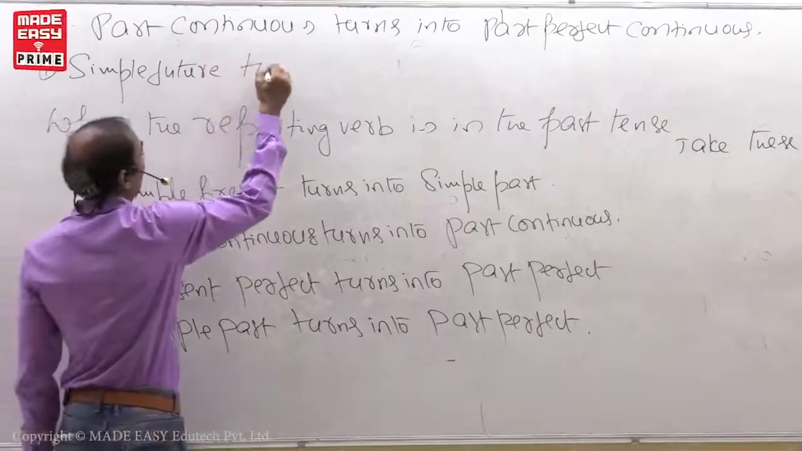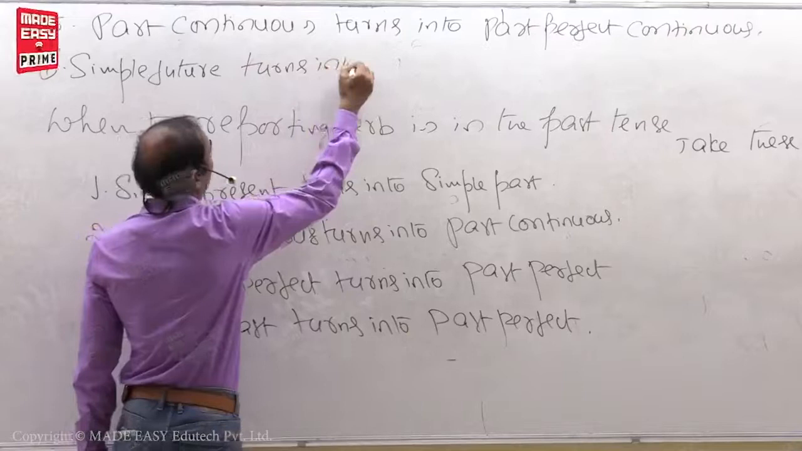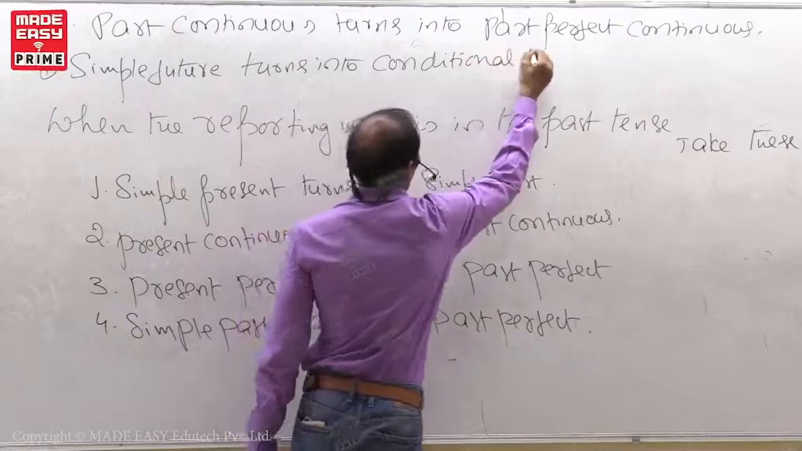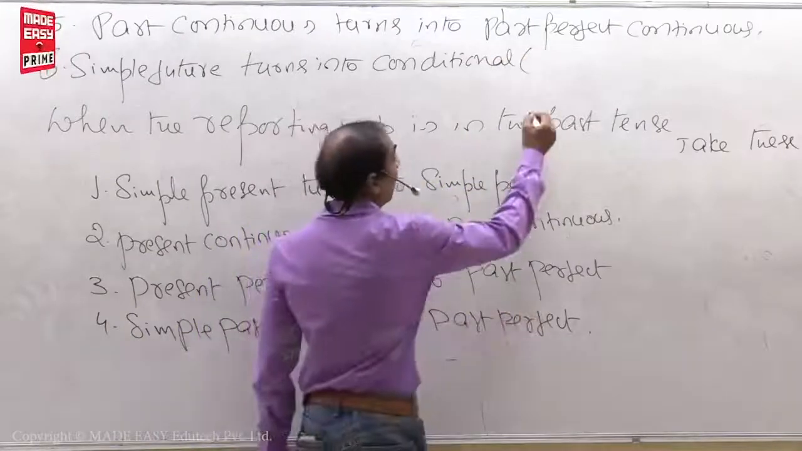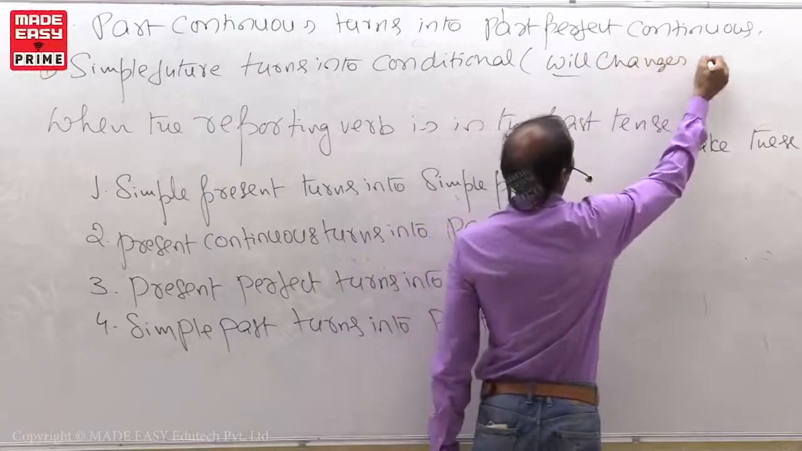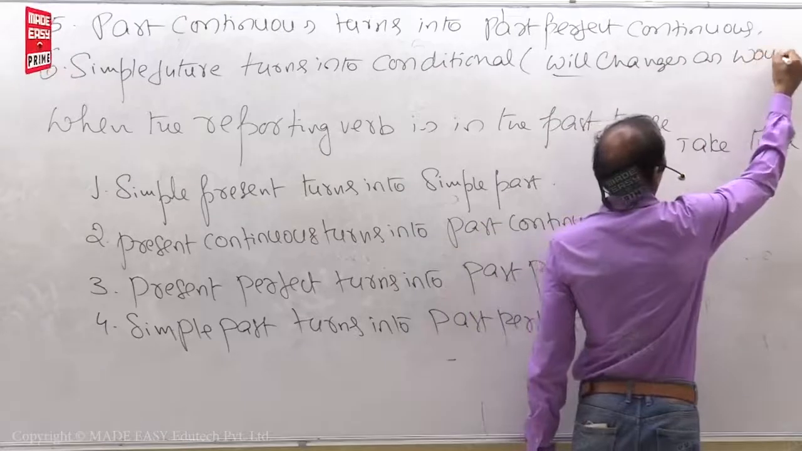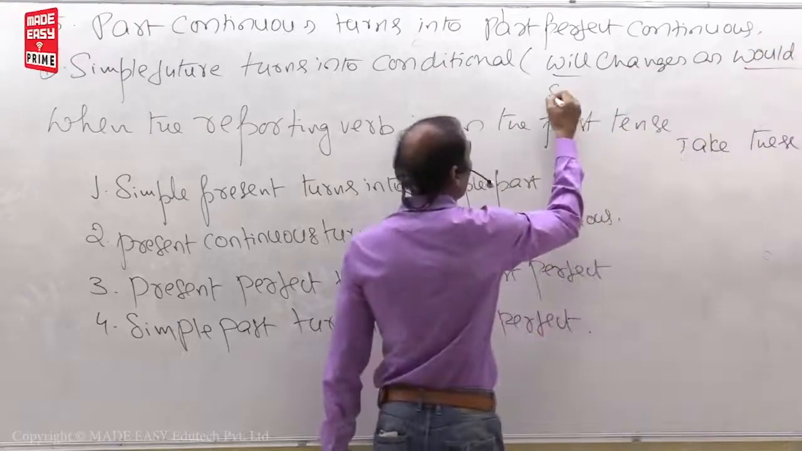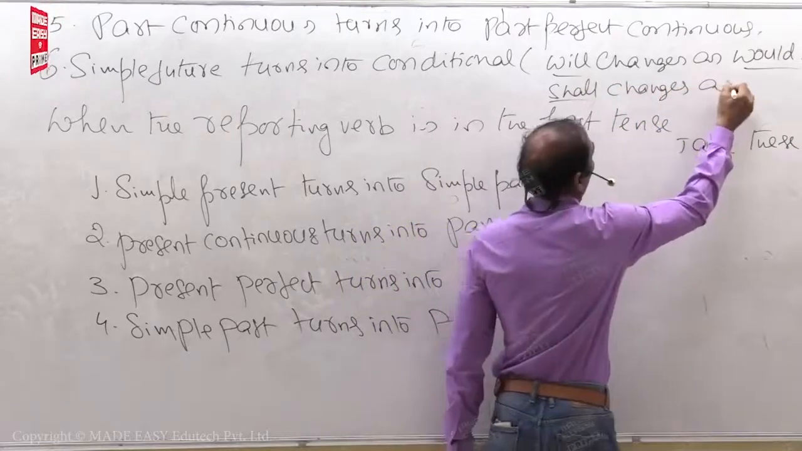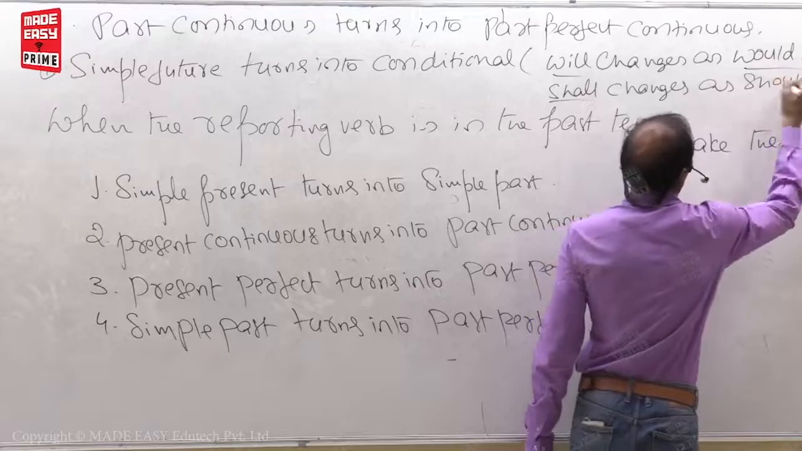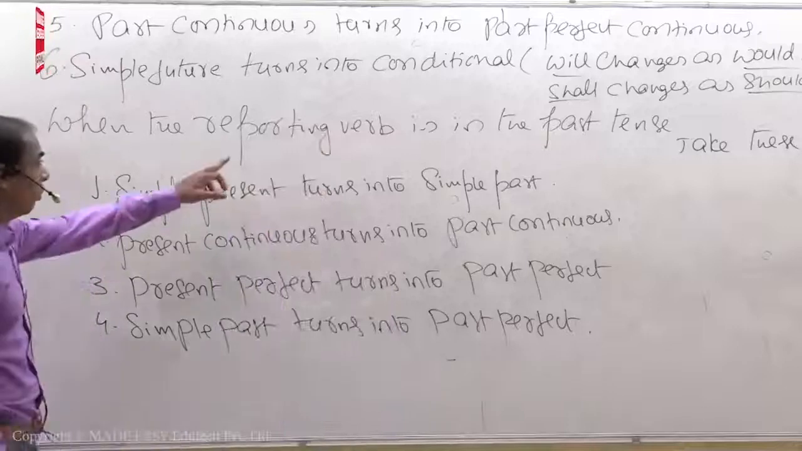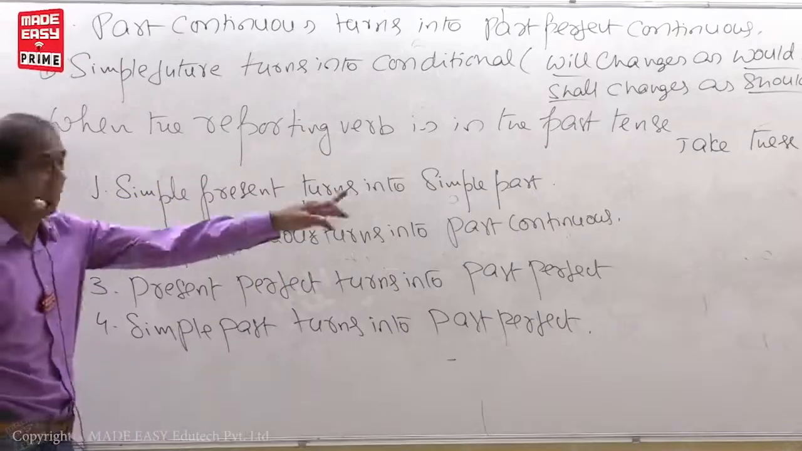Six, simple future turns into conditional. What is the meaning of conditional? Will changes as would. Shall changes as should. That's it. See, when the reporting verb is in the past tense, take these changes.